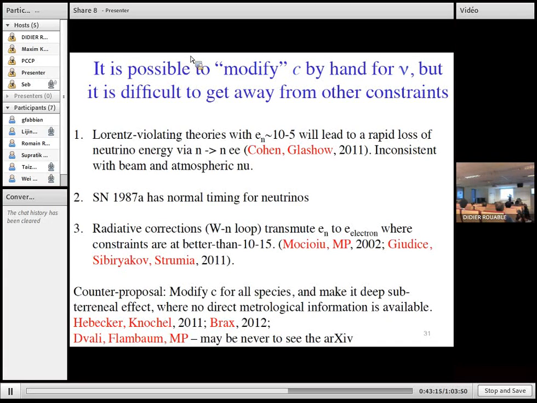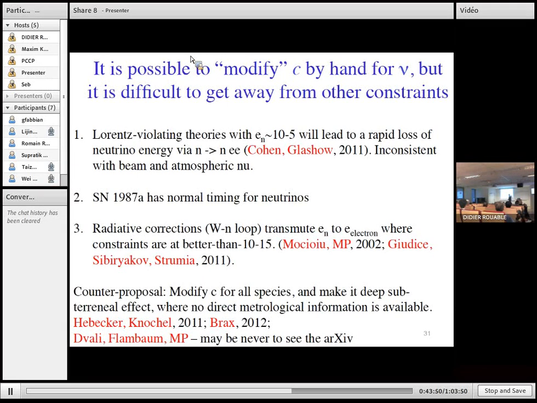The sensitivity in that loop, the result of that loop, should be smaller than 10^-15. So the counter proposal, the last hope or last resort, would be that you have some weird chameleon-like field that likes to live underground, or some domain wall structure that somehow modifies the propagation speed for all species.